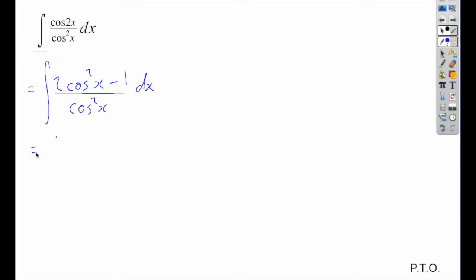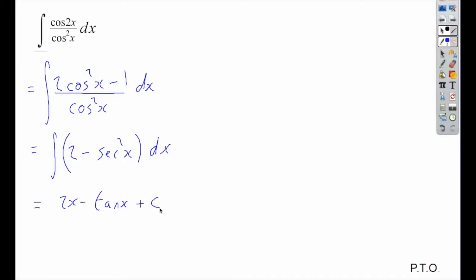So you can see how this will simplify. 2 cos squared x over cos squared x is just 2. And then subtract 1 over cos squared x, so that's just subtract sec squared x. And then hopefully you're with me on this now, you can integrate that fairly easily. That will just be 2x subtract tan x plus c.